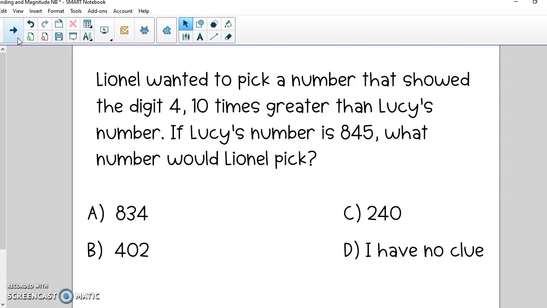If you chose C, you didn't increase the magnitude of the digit 4, because it says the digit 4 is 10 times greater. So C wouldn't be the correct choice. So it's really between A or B. Lucy's number is 845. And if you're increasing, you're getting bigger, so it's greater 10 times. That's only one place value to the left. And so the answer is B. So if you chose B, great job.